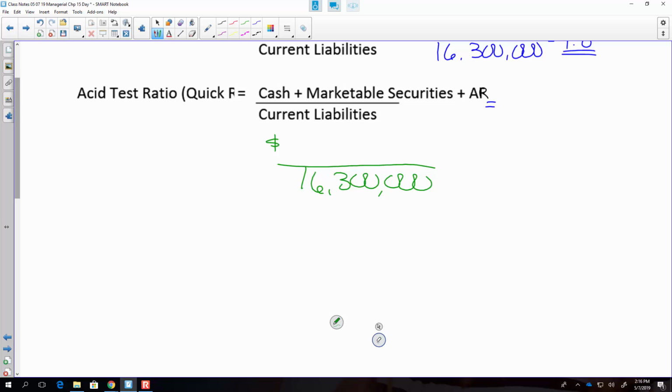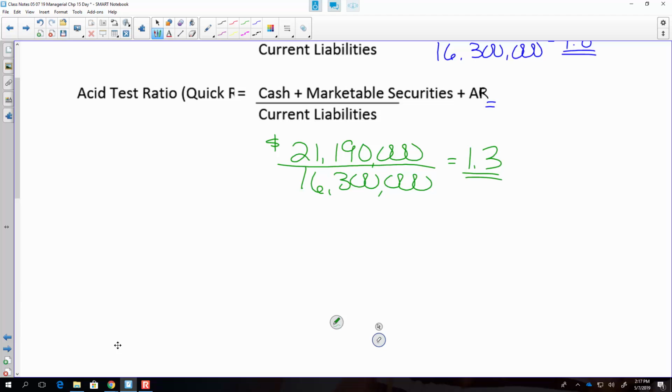$21,190,000. That look good? Allison, what's my ratio here? A lot of numbers to type in, isn't it? 1.3, awesome. So for every dollar of liabilities, I have, again, $1.3 in current assets, cash, and accounts receivable.